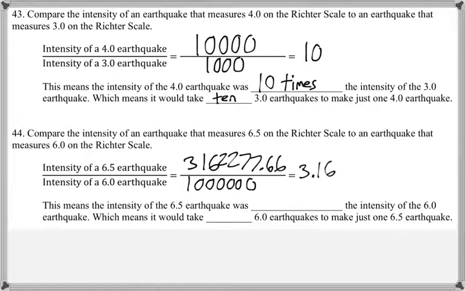So 3.16. What that means is the intensity of the 6.5 earthquake was 3.16 times the intensity of the 6.0 earthquake, which means that it would take approximately 3 6.0 earthquakes to make just one 6.5 earthquake. So even though they're pretty close on the Richter scale, 6.0 and 6.5, the 6.5 is a lot bigger than the 6.0. You would have to have 3 6.0s to make just one 6.5.